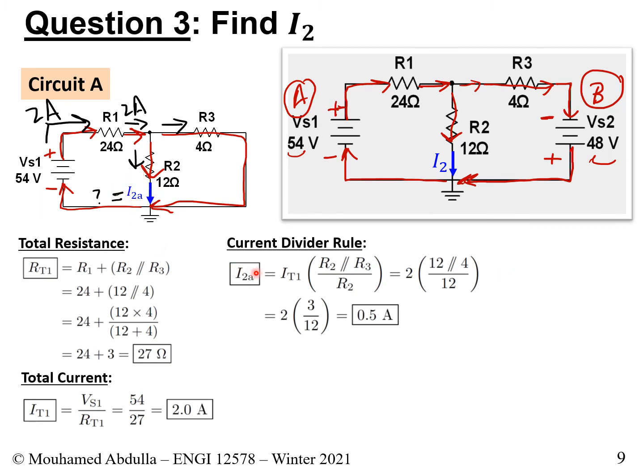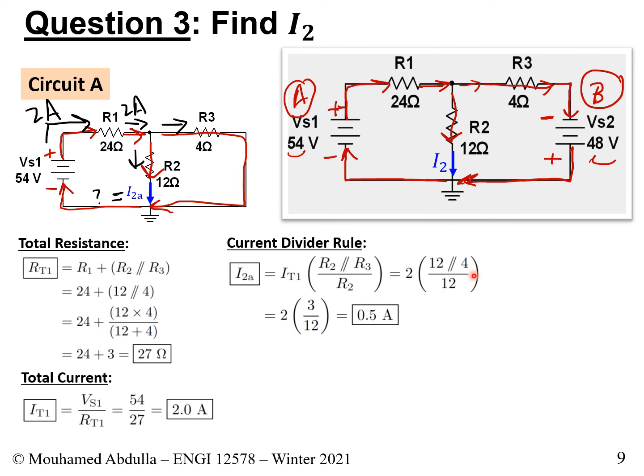So I2A is equal to I total 1, which is our 2 amps. And we do R2 and R3 in parallel on top. And in the bottom, we do R divided by R2. So this is 12 in parallel with 4. And in the bottom, we have 12. If we put in the values together, we get the 2 here.